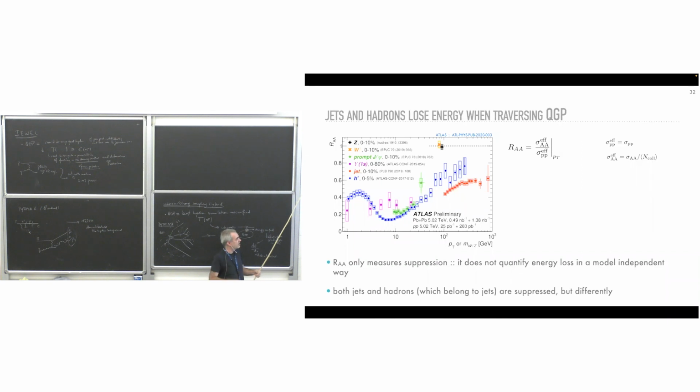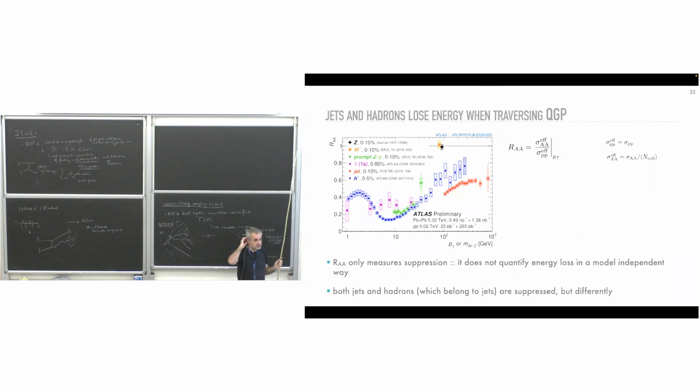So RAA is just the ratio of cross sections, so the suppression. RAA for hadrons grows with PT. Let's forget this very short region, which is potentially very complicated. It grows and keeps on growing, and if I continue, it goes something like that, approaching 1.